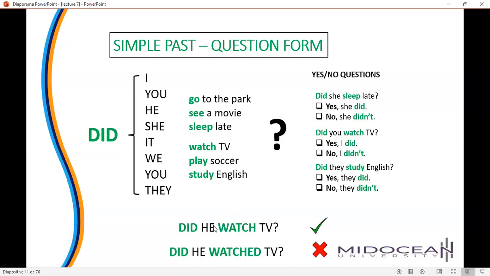We say, did he watch TV? So this is correct. You have did plus he plus verb. He watched TV. So of course, that question form is not correct, because, as I said, you use did plus subject pronoun plus verb. The verb takes the infinitive form.